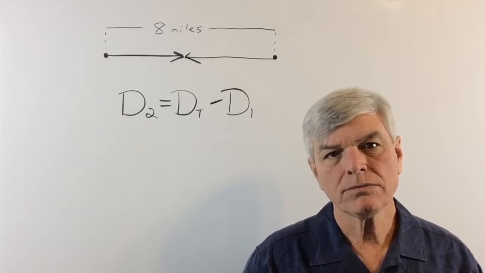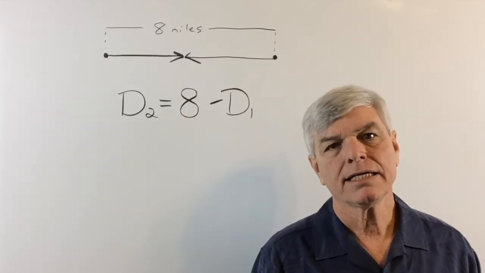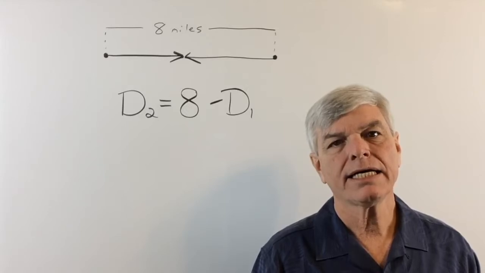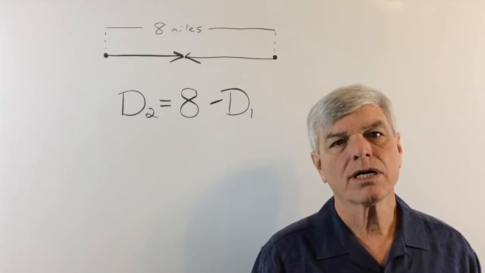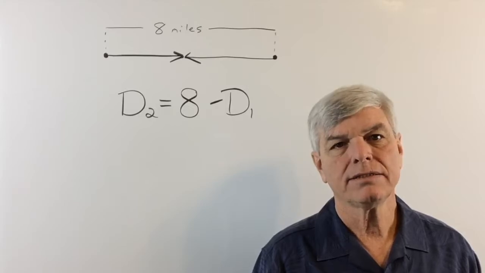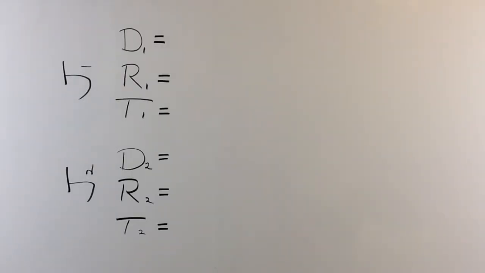And what is D total? It's 8. The distance that both of them travel is 8. And so for D2, we're going to put 8 minus D1. So right here, let me put D1. And right here, let me put 8 minus D1. Now, do you see what I'm doing? I've eliminated a variable. I've got D1 and D2 listed as D1. Now, D1 is D1, but D2 is the relationship to D1.